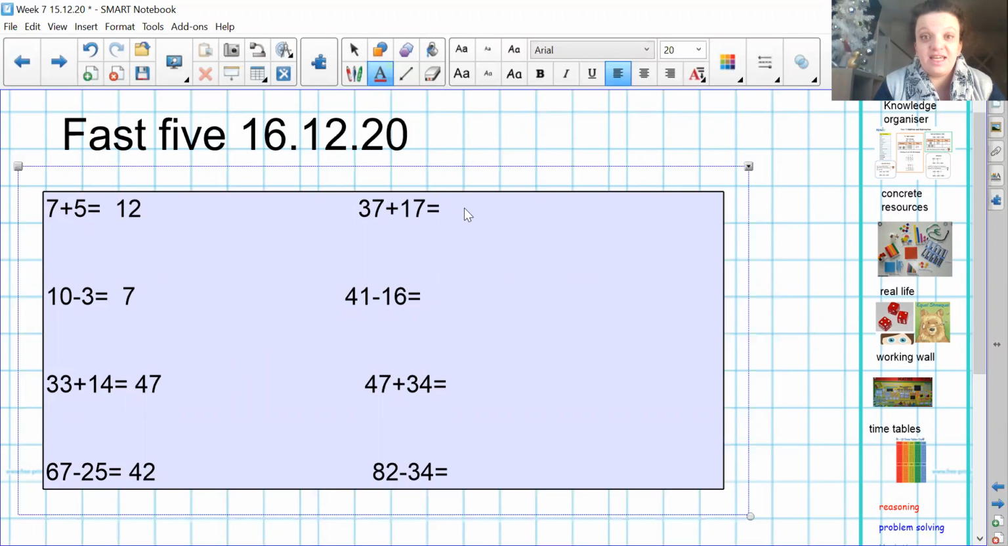37 add 17 is 50. So 37 add 10 is 47. Add the 7 is 54. 41 take away the 10 is 31. Take away the 6 is 25.